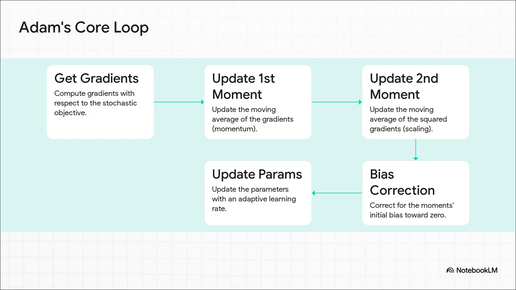But then it does something new. It updates a running average of the past slopes. That's the first moment. This is like momentum. Think of a bowling ball rolling downhill. It smooths out the journey and helps it power through little bumps.